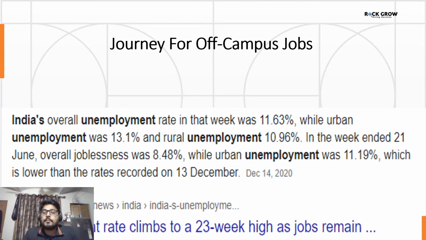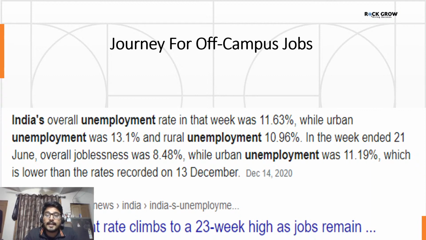Now, before I jump onto why LinkedIn, let me create a need for why these sorts of sessions organized by your college, IIT BHU, are a must to attend. If we talk about the unemployment rate in India, it is very high, right? Especially when it comes to off-campus jobs, the unemployment rate is around 11.63%. Urban unemployment is around 13.1% and rural unemployment is around 10.96%.